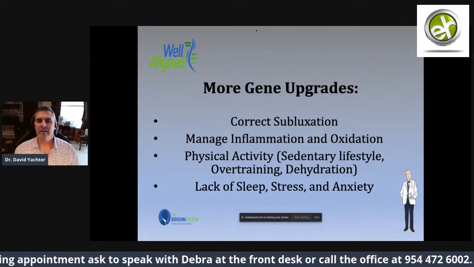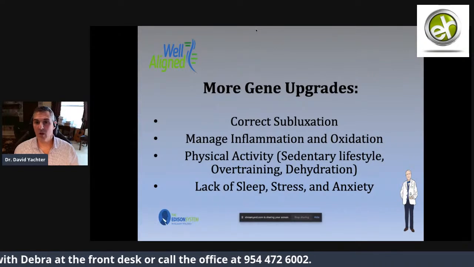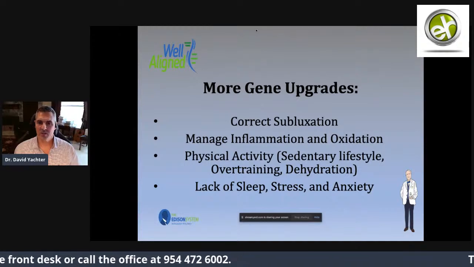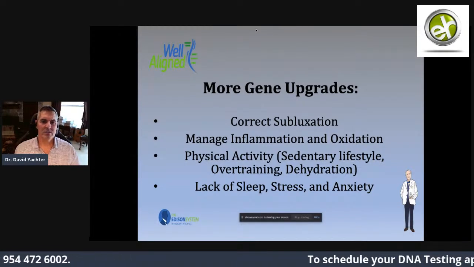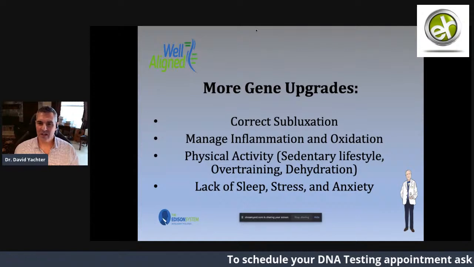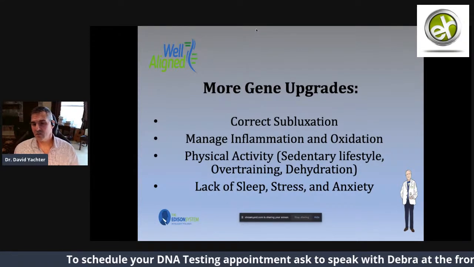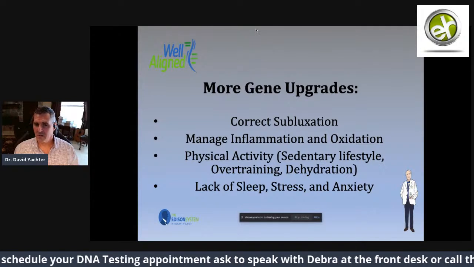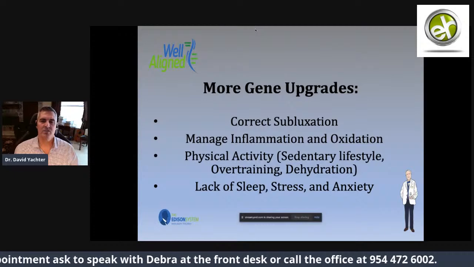So how can we apply these factors and make these improvements that we call upgrading our genes? Number one, correct subluxations. Another one would be managing inflammation and oxidation, applying physical activity if you have a sedentary lifestyle, or looking at an individual who's overtraining or overstressed, lack of sleep, stress, anxiety. These are all things that affect our genes for better or worse.